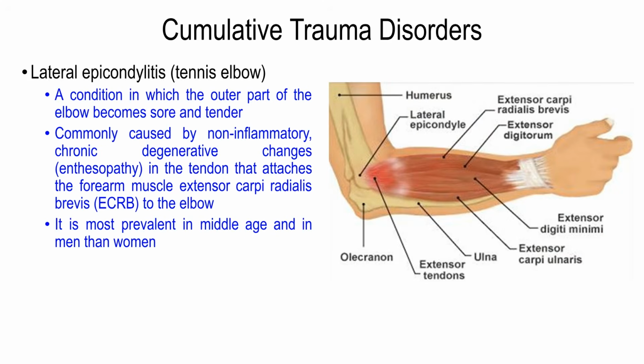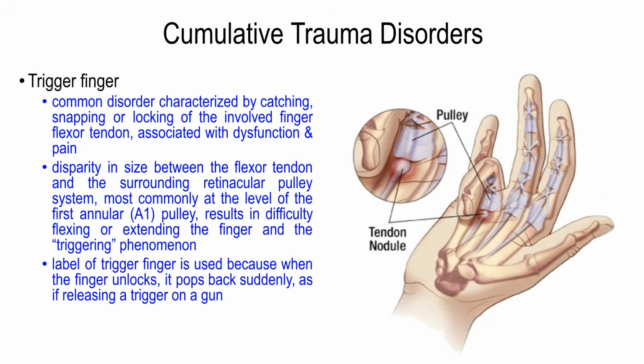Lateral epicondylitis, or tennis elbow, causes soreness and tenderness on the outer part of the elbow. It's often caused by non-inflammatory degenerative changes in the tendon attaching the forearm muscle ECRB to the elbow. It is more common in middle-aged men. Trigger finger is a common disorder involving the catching, snapping, or locking of the flexor tendon, leading to dysfunction and pain. This happens due to a size disparity between the flexor tendon and the surrounding pulley system. The name comes from the finger popping back suddenly when unlocked, like releasing a trigger.